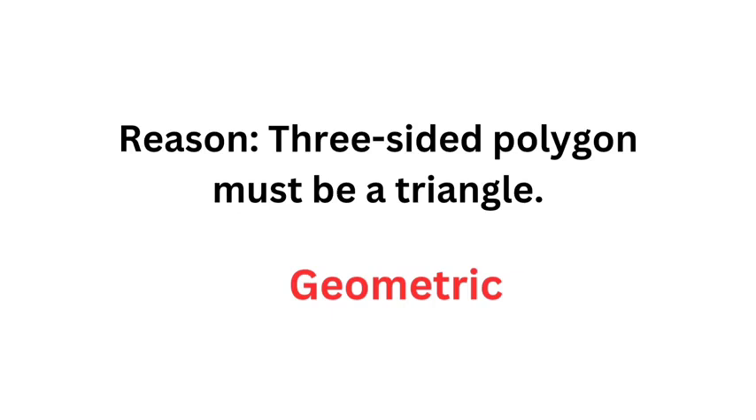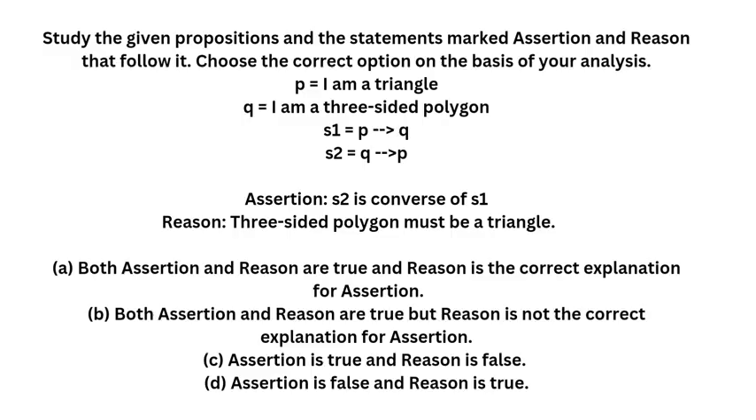So now, the assertion is logic and the reason is geometric, which is why they are clashing. Geometric is not explaining logic, right? So our correct option is B. Both assertion and reason are true, but the reason is not the correct explanation for the assertion.